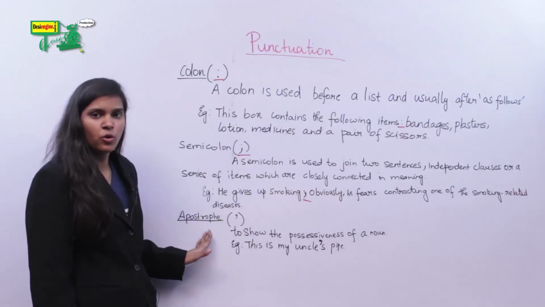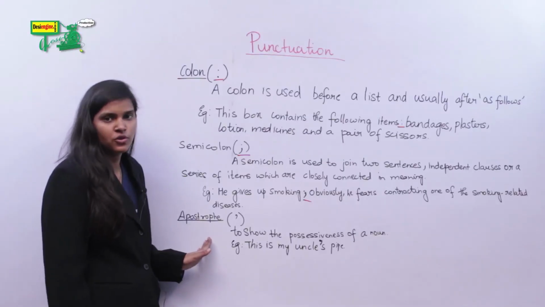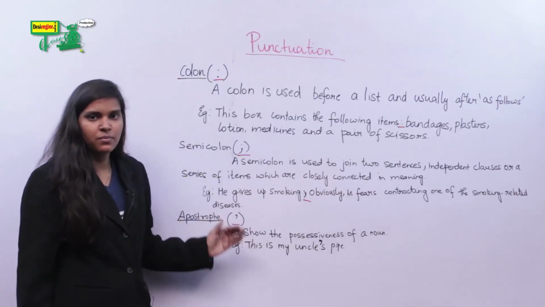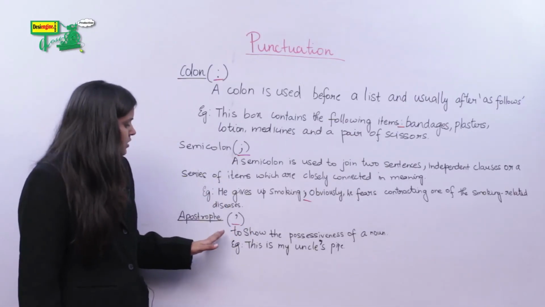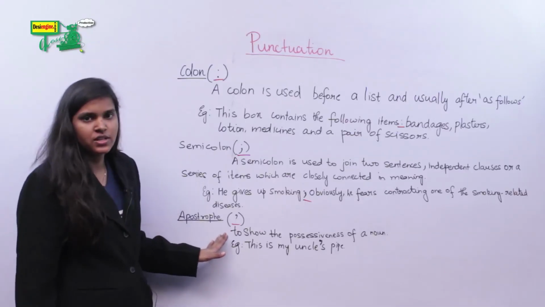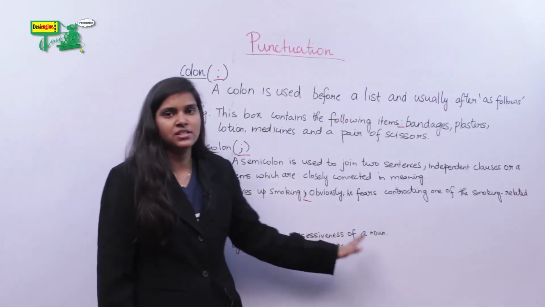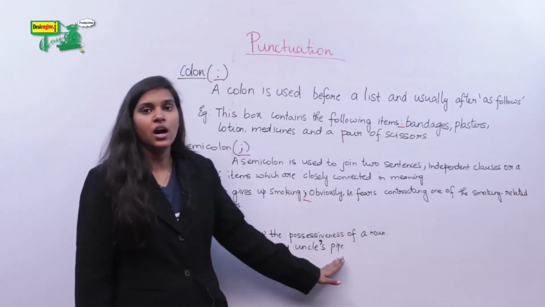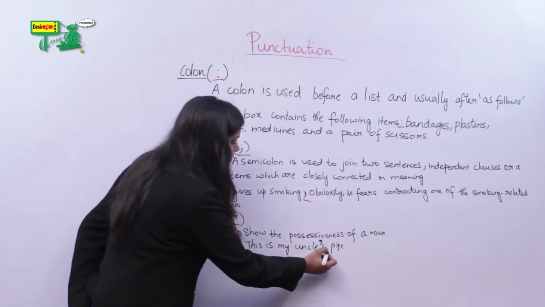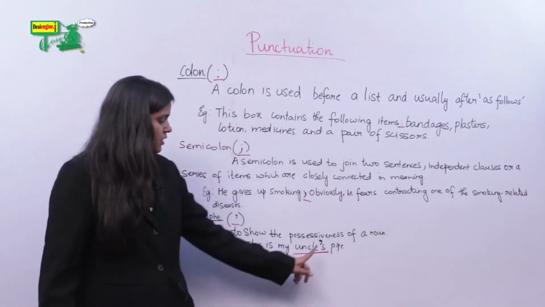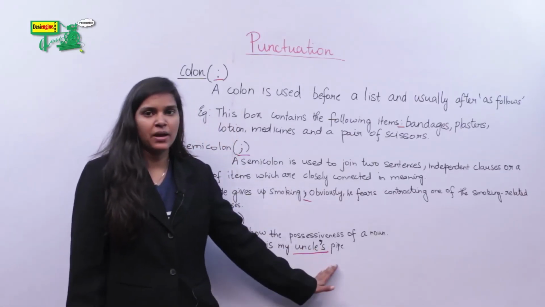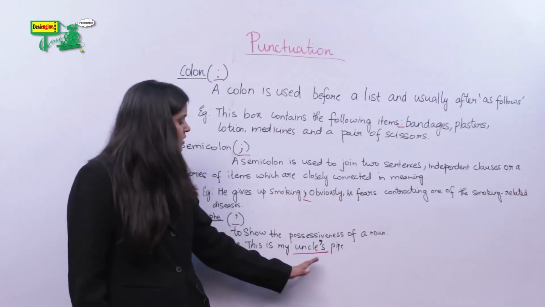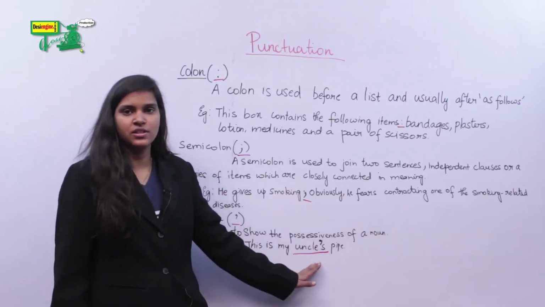Next is apostrophe, and the symbol used for apostrophe is like a comma but placed above. Apostrophe is used to show the possessiveness of a noun. For example, this is my uncle's pipe. Uncle's pipe, my uncle's pipe. So apostrophe is used to show the possessiveness, and the symbol is used in this way.